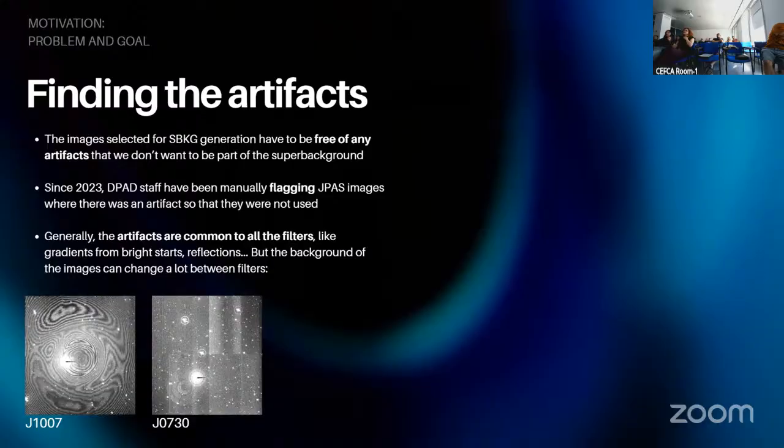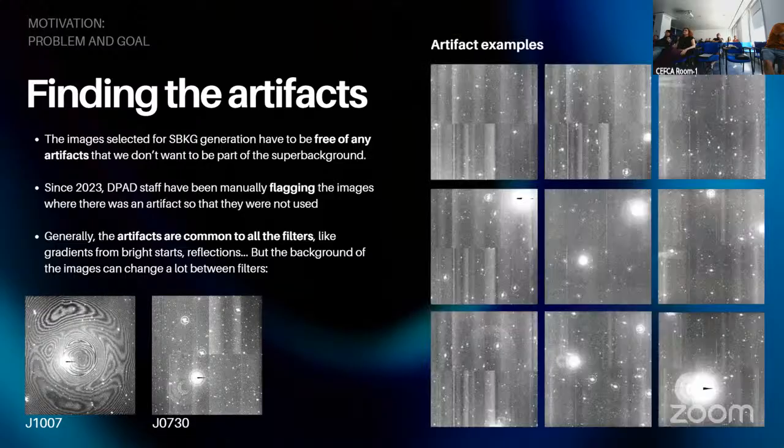But there's one condition, and that is that these images have to be free of any artifacts. So I brought you some examples of artifacts because these shouldn't belong to the super background. For example, here we see a gradient of a very bright star that maybe would be around here. Some reflections, these also are reflections right here. So these would be images that would not be valid to create a super background.